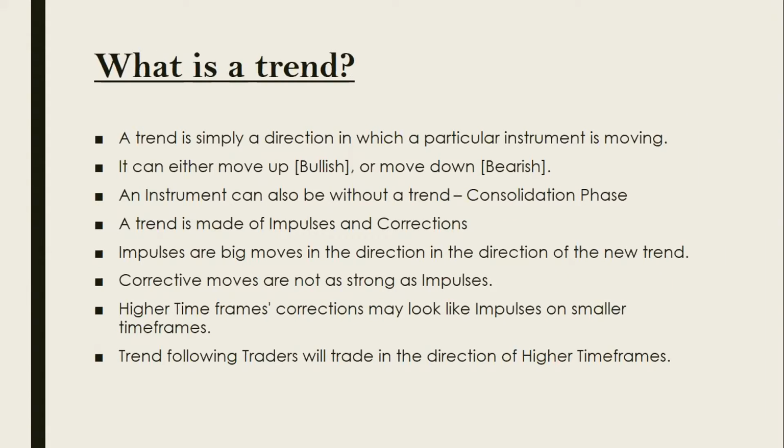So yeah, let's start. So what is a trend? A trend is simply a direction in which a particular instrument is moving. It can either move up, which is a bullish move, or bullish trend, or it can move down, which is a bearish trend. So we say the market can either be going up or it can be going down. Those are the two trends that we have. Or it can be moving without any trend, which is called a consolidation phase. It can be ranging in between two prices.